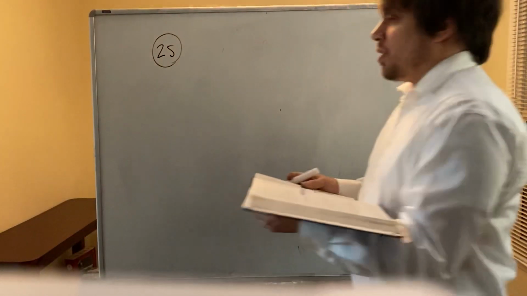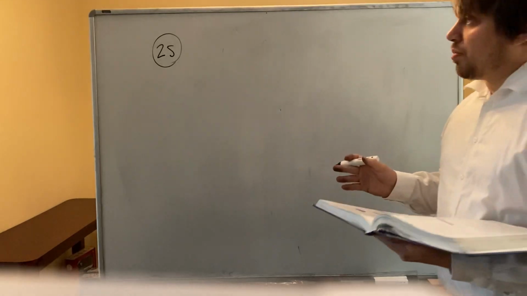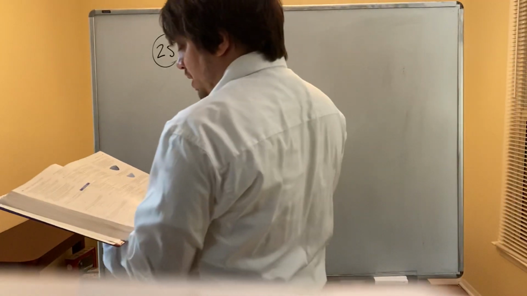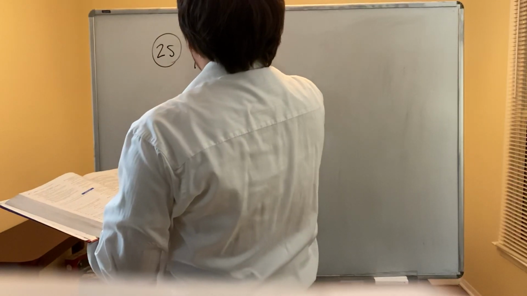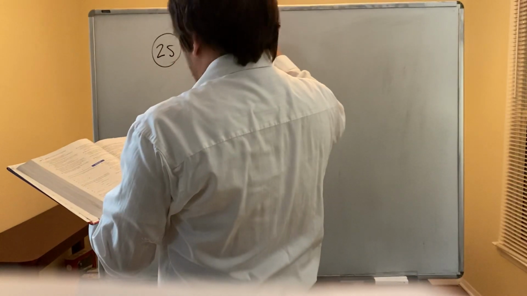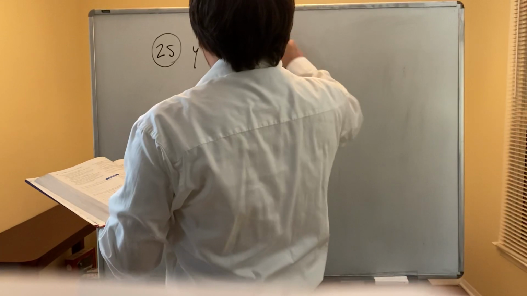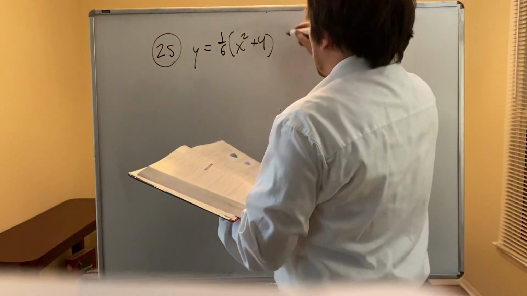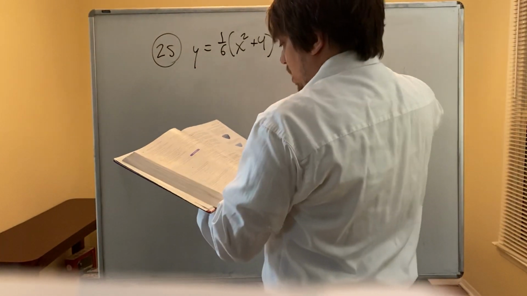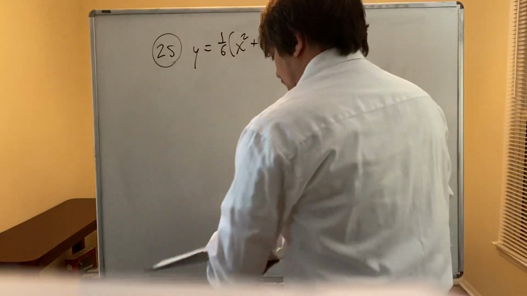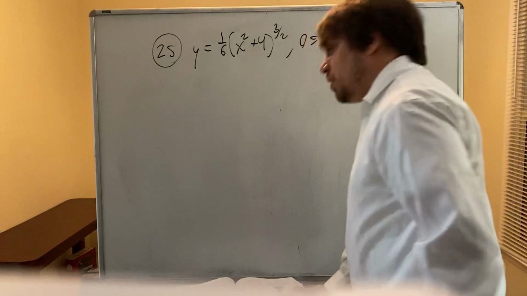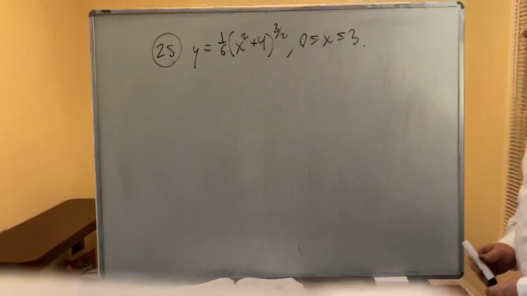So we did some volume problems, and we did area and volume problems. So for 25, find the length of the curve. The curve is y equals 1/6 times (x squared plus 4) to the 3/2, where 0 is less than or equal to x, less than or equal to 3. So we want to find the length of the curve for this problem.